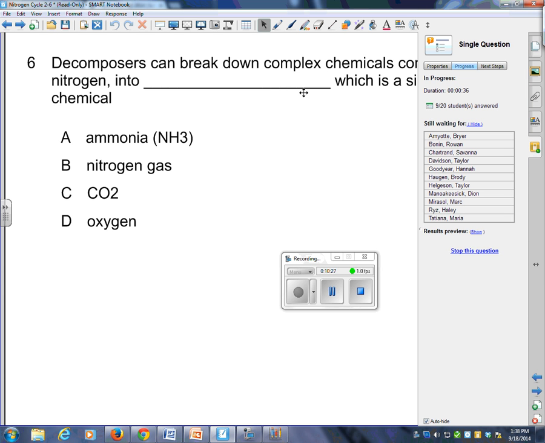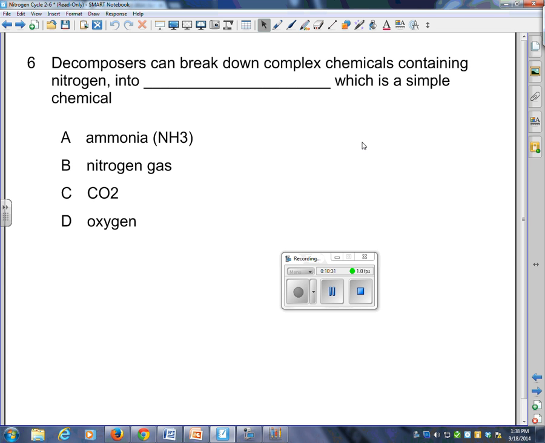Decomposers can break down complex chemicals containing nitrogen into what? Which is a simple chemical. So they put the manure on, the decomposer breaks down the complex chemical, i.e. manure, and converts it into? What is it?